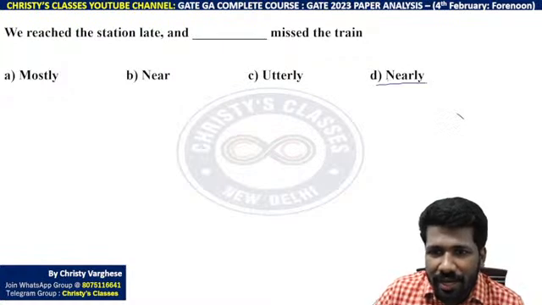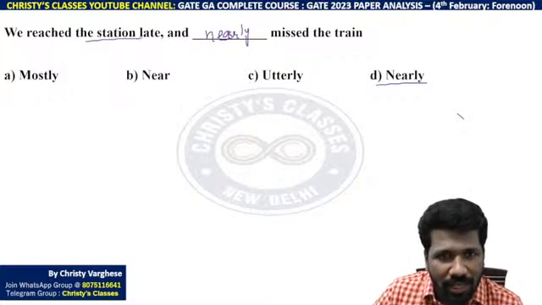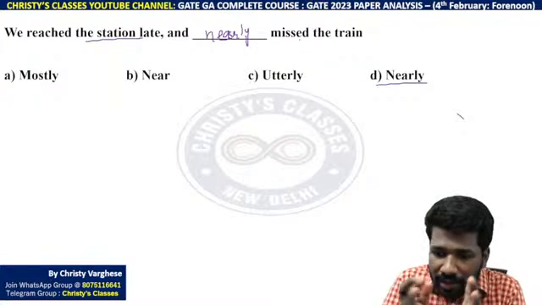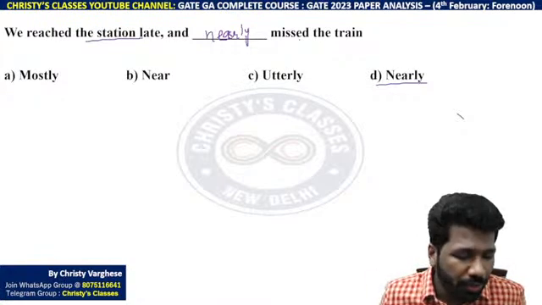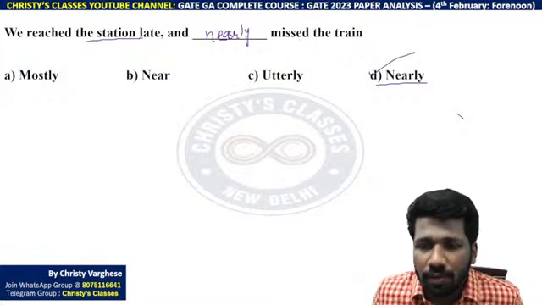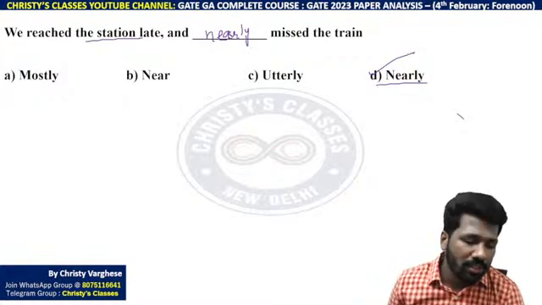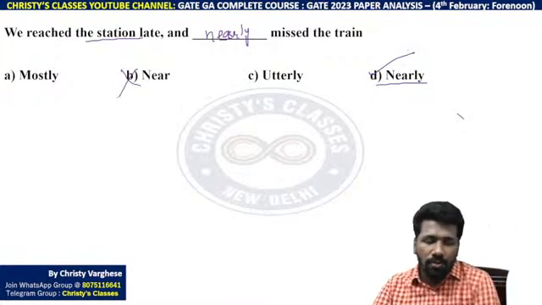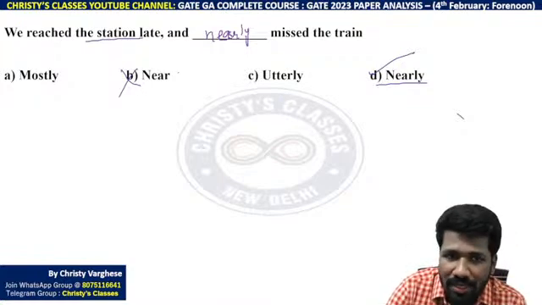Here nearly is correct, because that is connecting to the time that I am reaching that station. We reached the station late and nearly missed the train. That means I got the train with a very small time gap only. So I just got into the train. That is what we need to convey. So the adverb to be used is option D, nearly. More about adverbs and other parts of speech we have discussed in the verbal ability lectures in the playlist. Near, again, is not an adverb, so option B is not making any sense. When you substitute also, that is not making sense. I hope it is clear. All of you clear?